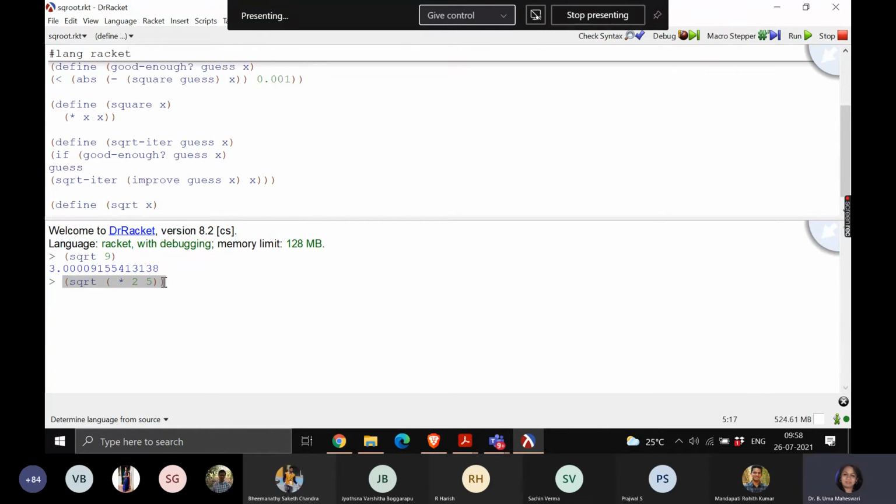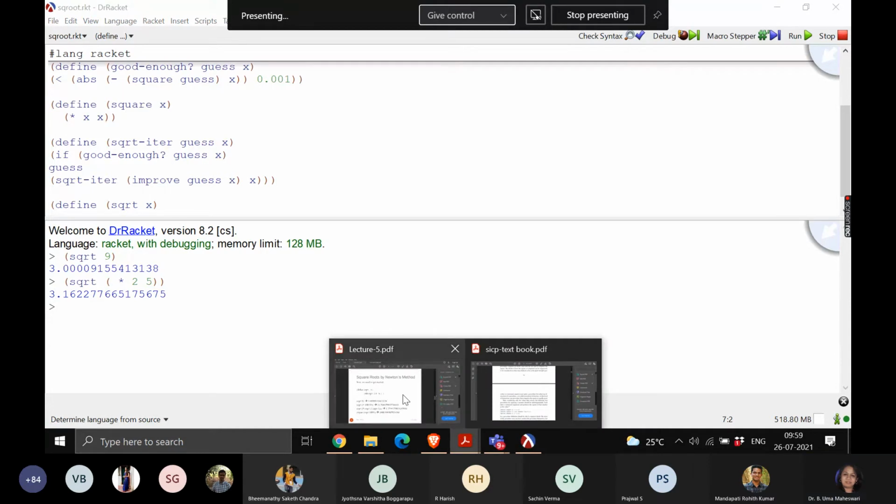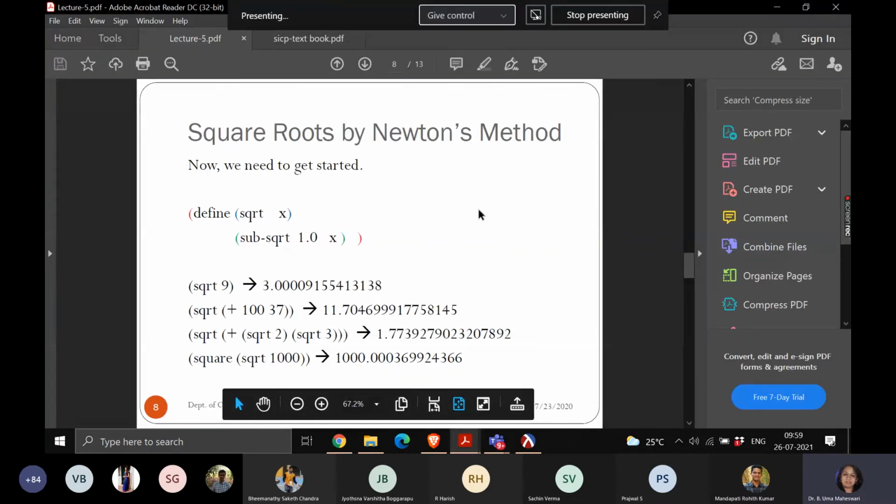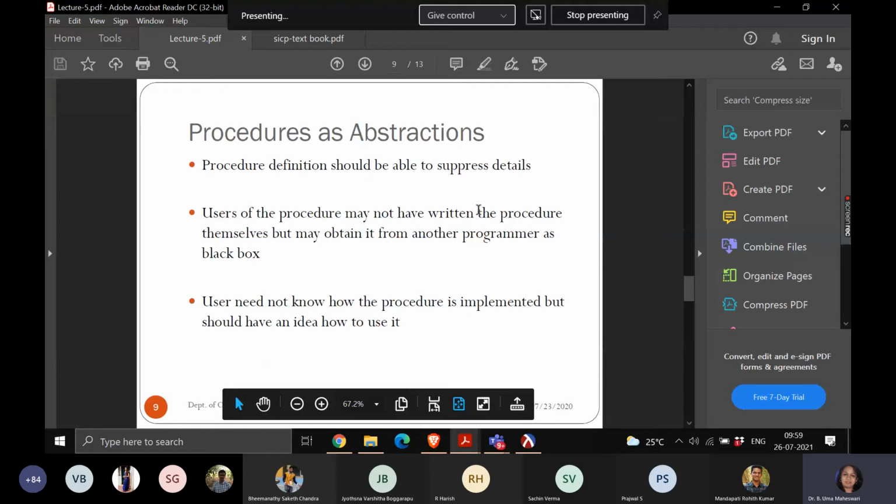Brackets are very important, so that I get the answer, right? You can even have a composition; even this argument can be another square root, whatever it may be, and it is executed. Okay, I hope you understood this way of finding the square root of a number using Newton's method, right? So now, procedures as abstractions.